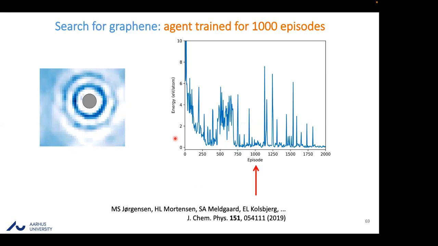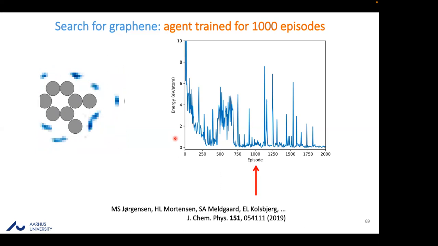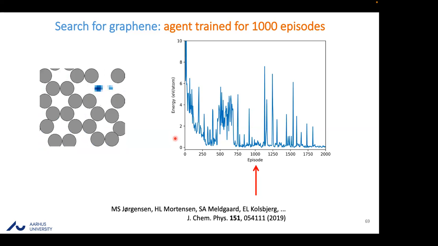Okay, 1,000 episodes. Now the agent has taught itself that, well, don't place the first atom so close as you did a minute ago. That was good if you were to build those linear structures, but now we're doing something better. We are placing the second atom slightly further away, and we are not placing the third atom at the end of the dimer. We are placing it at an angle, and we keep following this principle of making 120 degree angles, and then it fills space with graphene.